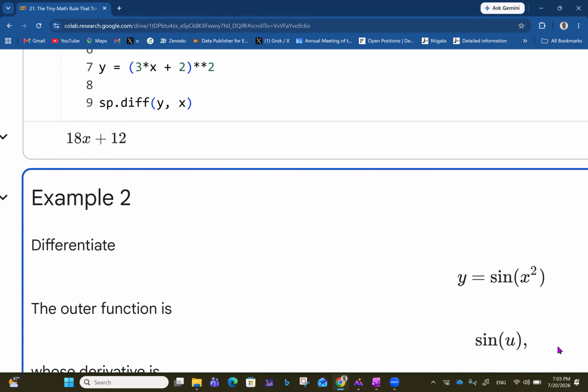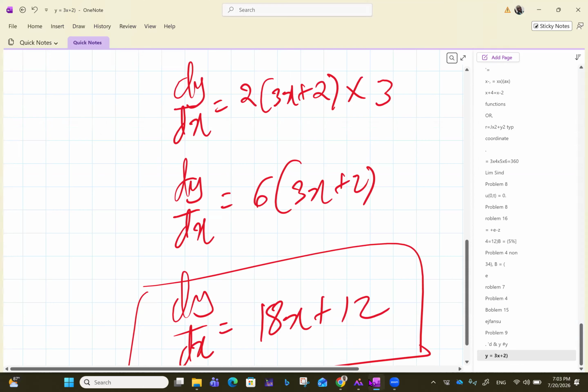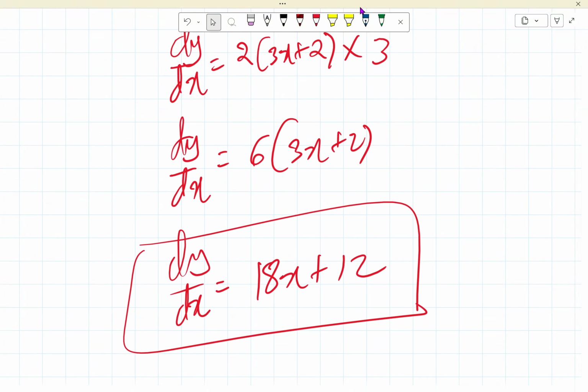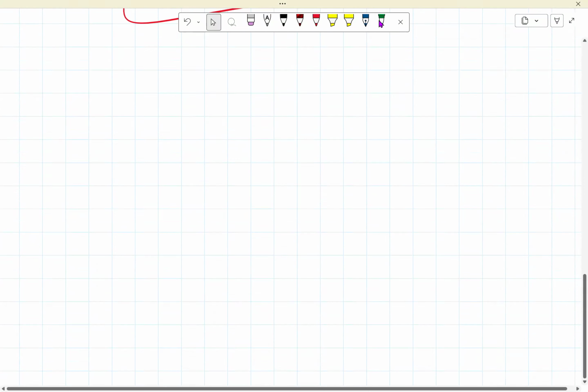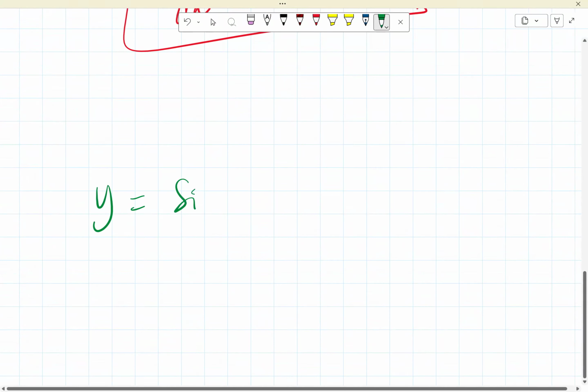Of course, if that looks confusing to you, let me go back and do what I did before. So we have y to be sine x all squared, sine squared x rather.